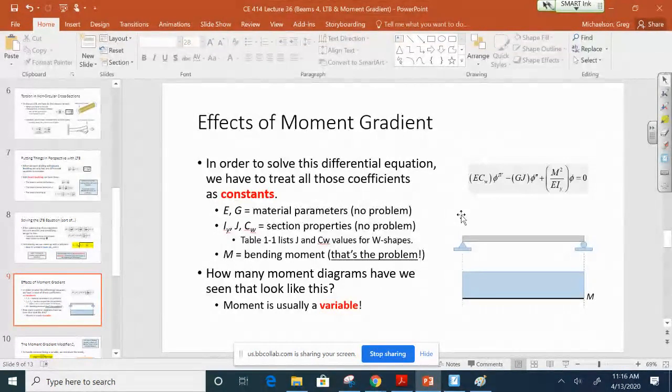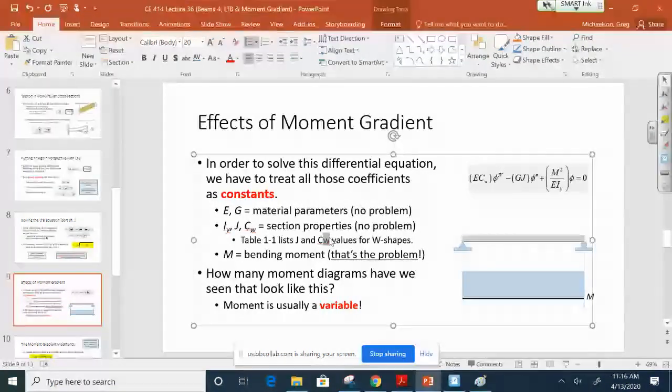What about E? E is 29,000 ksi for steel. It's a constant. That's fine. G is a similar material constant. That's the shear modulus. If E is the elastic modulus, G is the shear modulus. It's also a constant. We can factor that out, no problem. What about I_y? I_y is the moment of inertia. No problem.